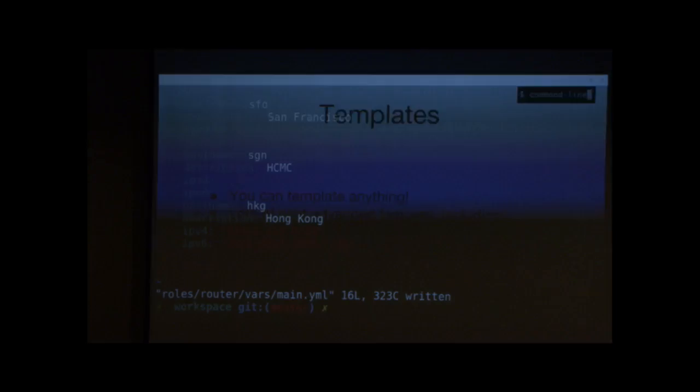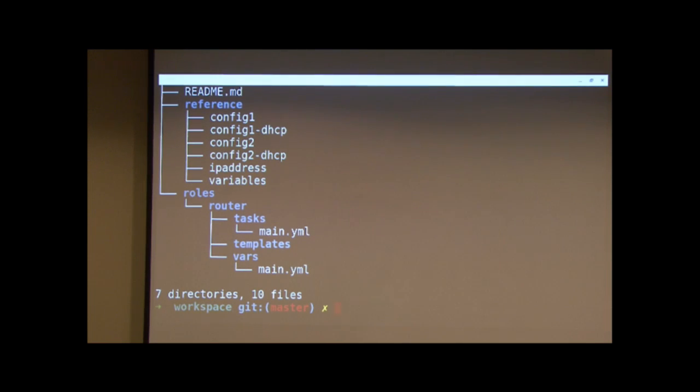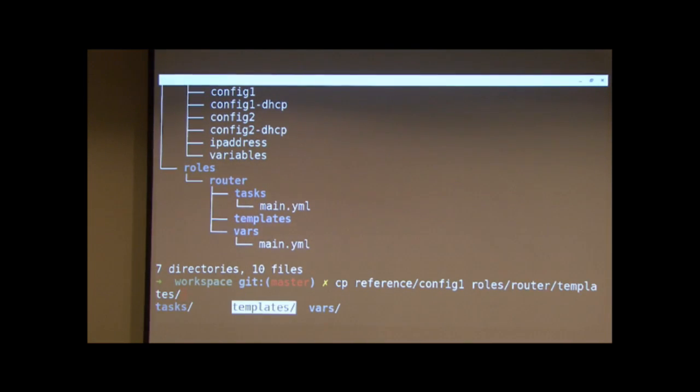So again, we've created this variable that's structured as this YAML document. Now what we're going to do is write the template. That reference config1 looked like a Cisco IOS style config. So we're just going to copy that out, and then cat it so you can see what it looks like again. You can see here that when I'm copying over that config1, I'm adding the .j2. You don't have to do that, but we consider it best practice since you are going to be using this as a Jinja2 template, and we would rather be explicit than implicit.